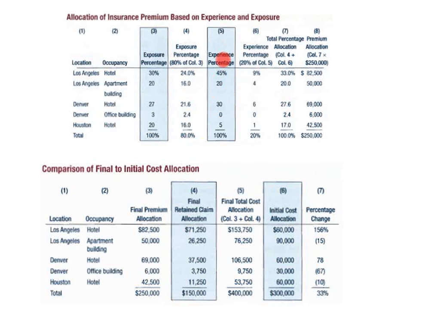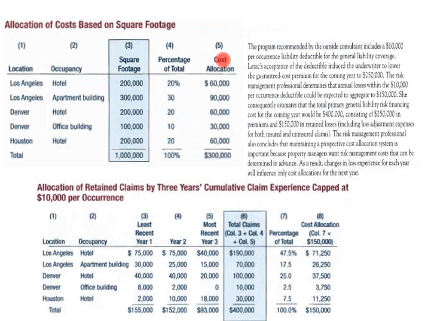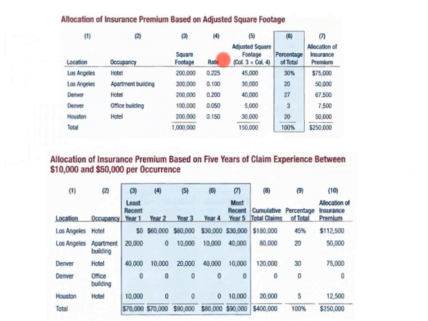Our experience percentage that we came up with on the previous chart, so let's say 45, where's that one at? Where's our experience one there? It's right here, 45, 20, 30, right?